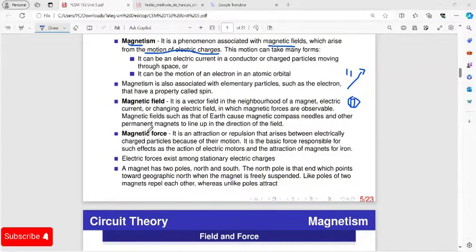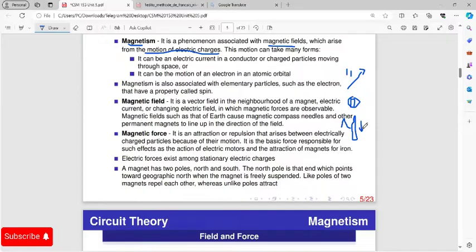Okay, so let's come to magnetic force. Magnetic force is an attraction or repulsion that arises between electric charge particles because of their motion. So if you have a magnet here, the ability of the magnet to attract or repel arises because there is a motion of electric charges.